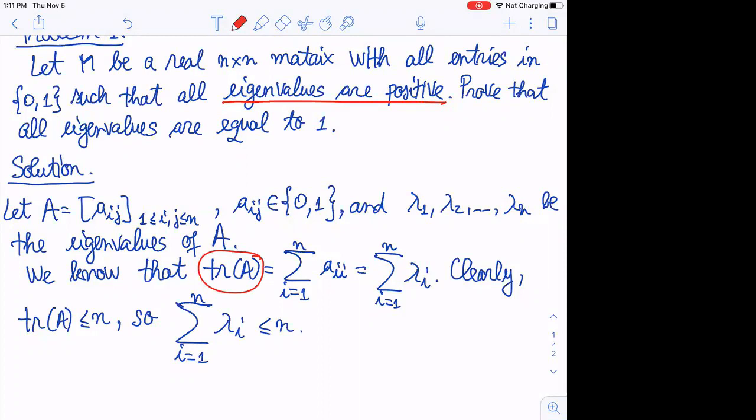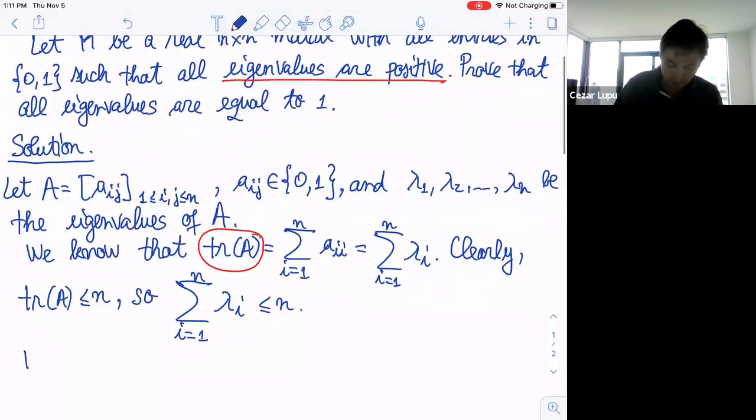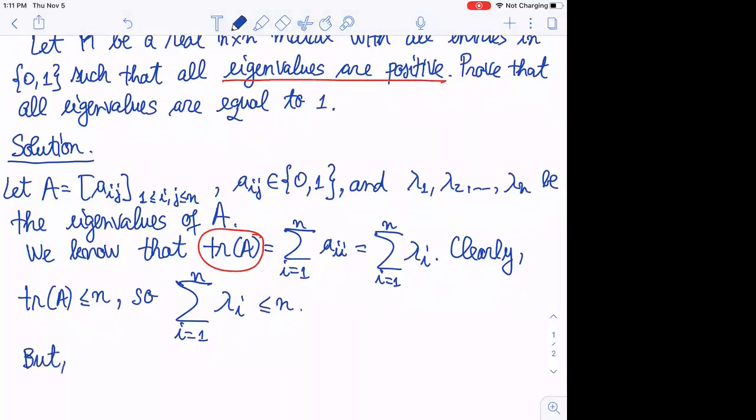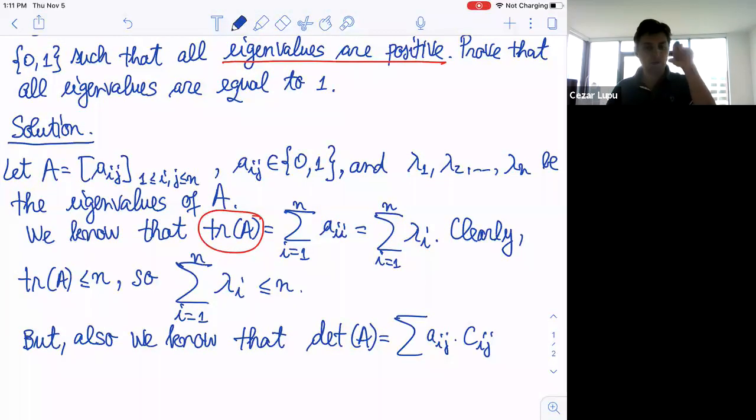Well, isn't the determinant like a sum of products? Exactly. So it is the determinant. But what do we know? That the determinant of A, by definition, is the sum of the a_ij times the complement, and these complements are just minors, (-1)^(i+j) times the minor, which is an (n-1) by (n-1) determinant. So sum over all i, j.